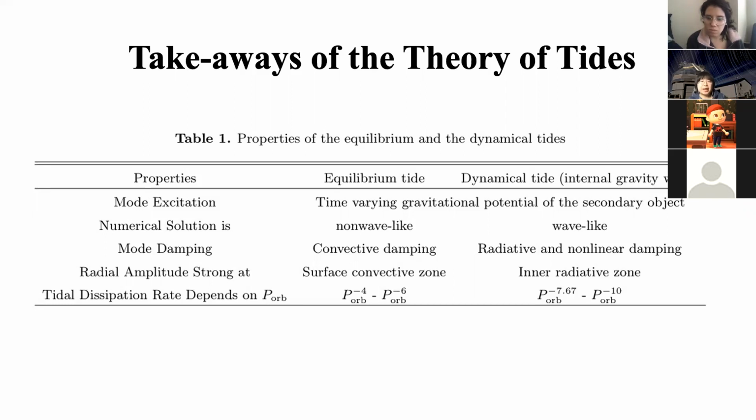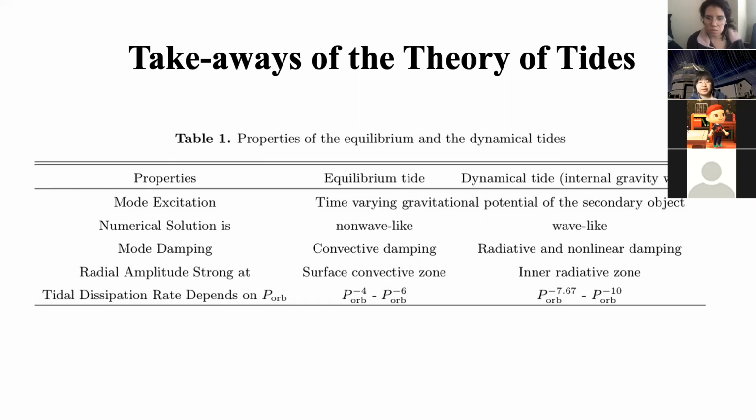The equilibrium tide refers to non-resonant fluid motion with damping caused by the turbulent eddies from the stellar convection zone. The dynamical tide is the resonant excitation of the internal gravity waves and their subsequent damping by nonlinear fluid processes or thermal diffusion. The dynamical tide has some other subcategories based on the restoring force of the excited wave.